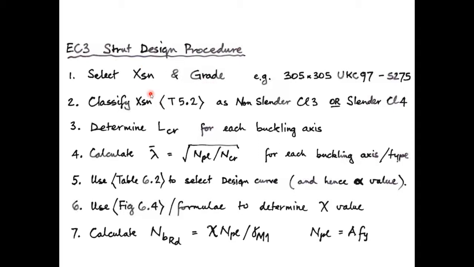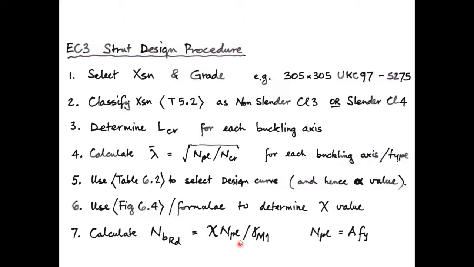Then we're going to classify the section, whether it's a class 1, 2, 3, or 4 section in terms of susceptibility to local buckling. We determine the critical buckling length for each buckling axis. We'll then work out the normalized slenderness value for each buckling axis and decide which buckling curve to use, and that will give us the imperfection factor. Use the imperfection factor and the normalized slenderness value to work out what the reduction factor is.